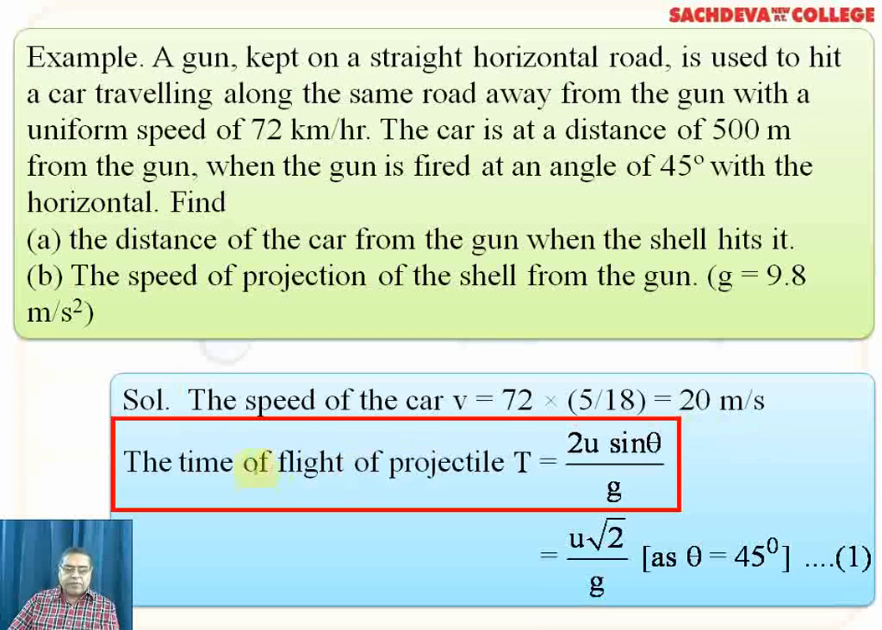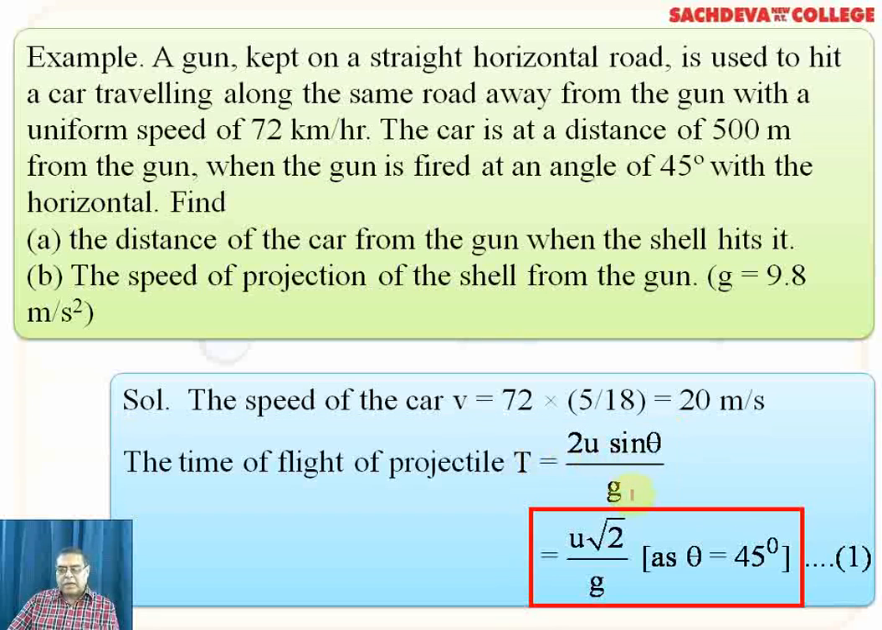The time of flight of the projectile is assumed to be t and it is given by the formula 2u sine theta over g. Now u is kept as it is and for theta we have put 45 degrees. Sine 45 degrees will be 1 over root 2. We rationalize root 2 and our result will become u root 2 over g. As theta is 45 degrees, we mark it as equation number 1.